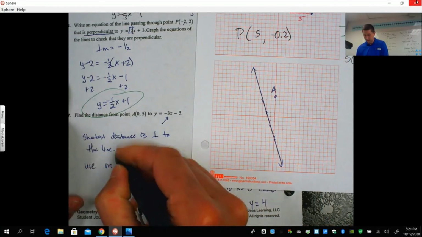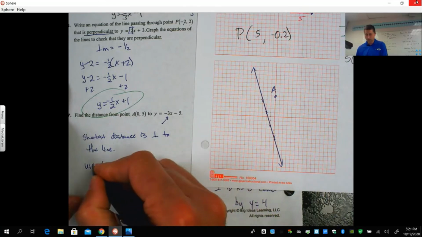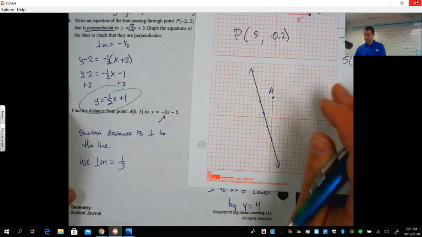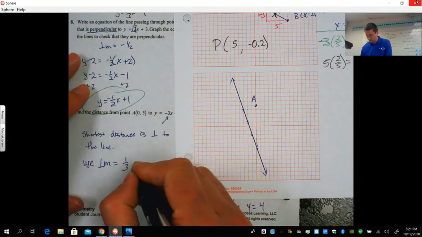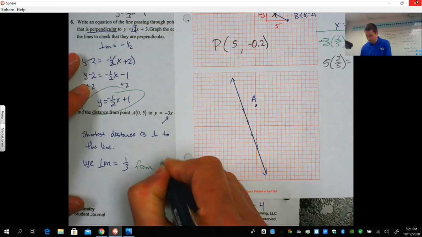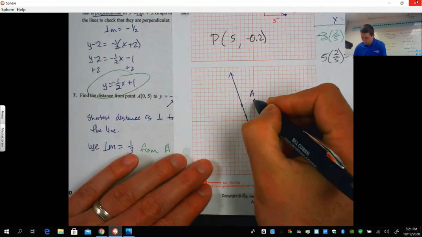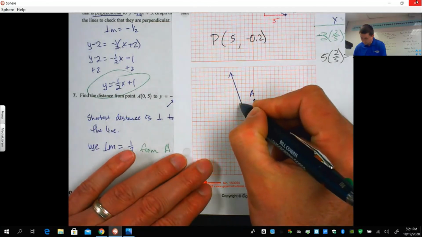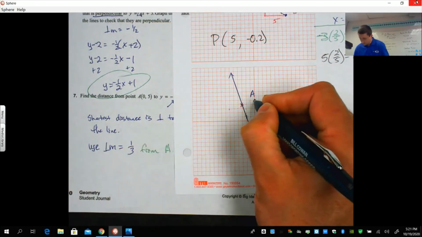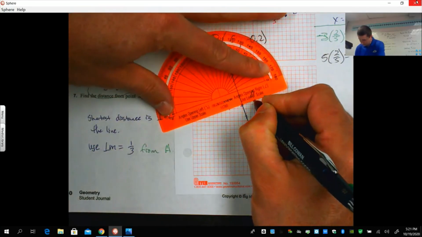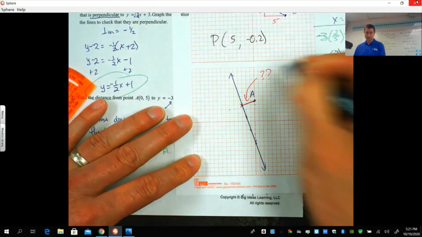So use m equals 1/3, the perpendicular slope from A. Okay, from A. So I'm going to go back to my point. I'm going down 1 over 3. Notice how it meets up right there. Down 1 over 3. So we want to find this distance right here. We want to know that.